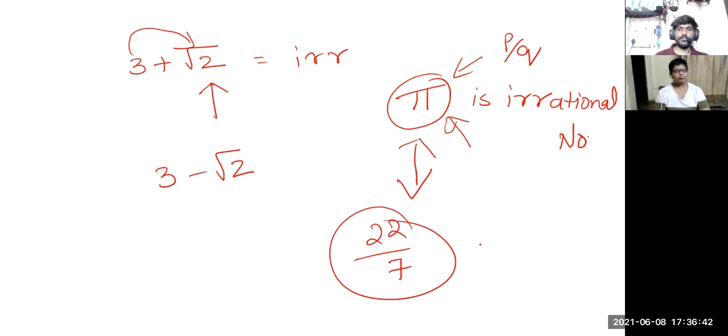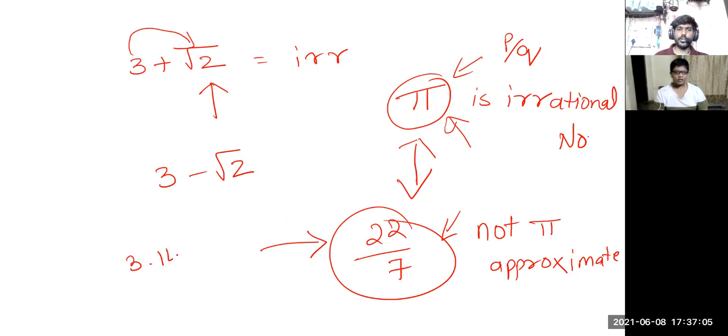Note one thing, that 22 upon 7 is not pi. It is just an approximate value of pi. It is not exactly pi. If you write 22 upon 7 in decimal form, you will just get 3.14. But the actual value of pi is 3.14 dot dot, it's never ending, non-stop.